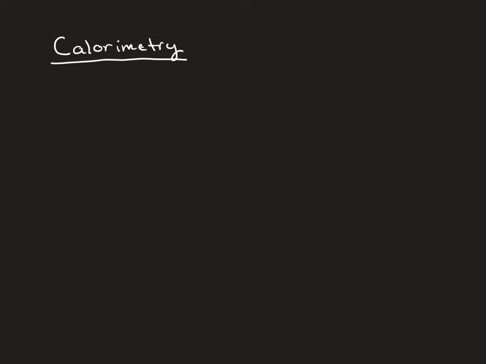In the previous section, we discussed having energy enter or leave a system in order to change the temperature of something. Now we're going to talk about a closed system. So when we do calorimetry, we put our system in something called a calorimeter.